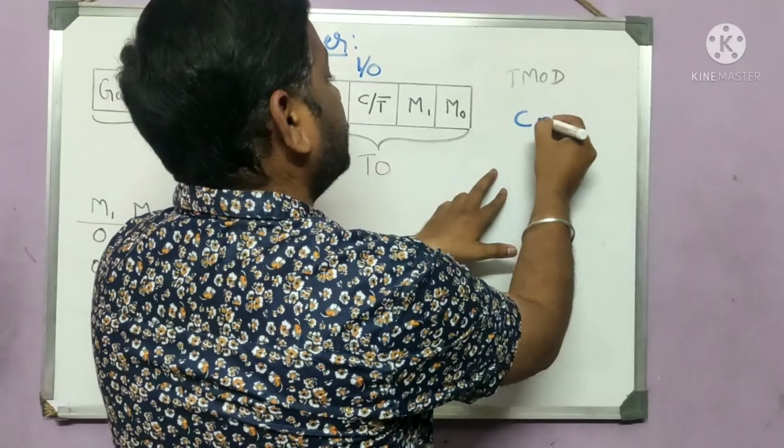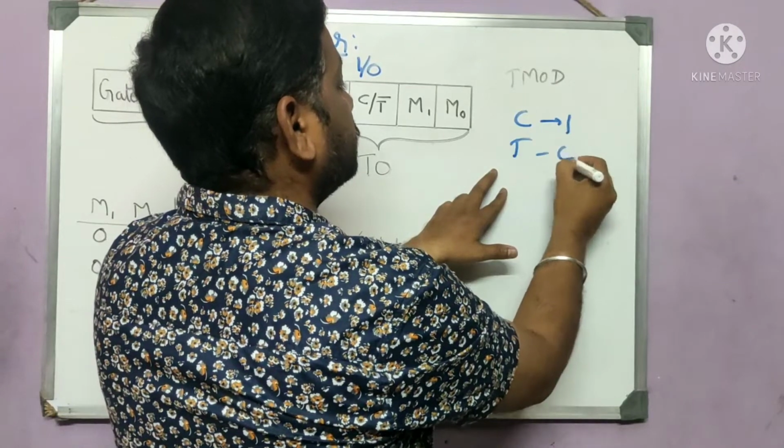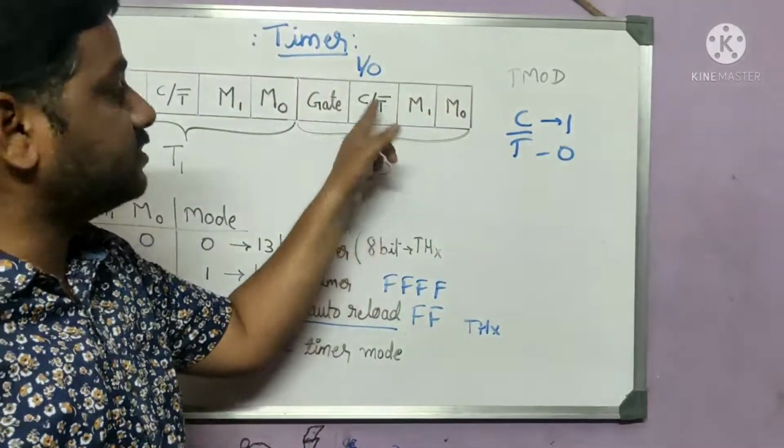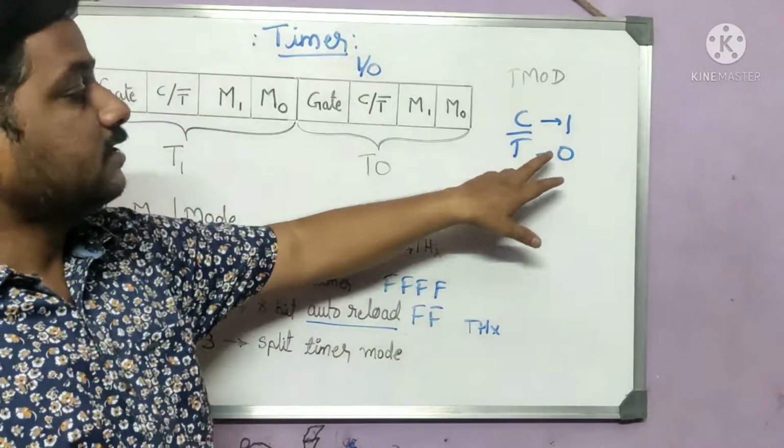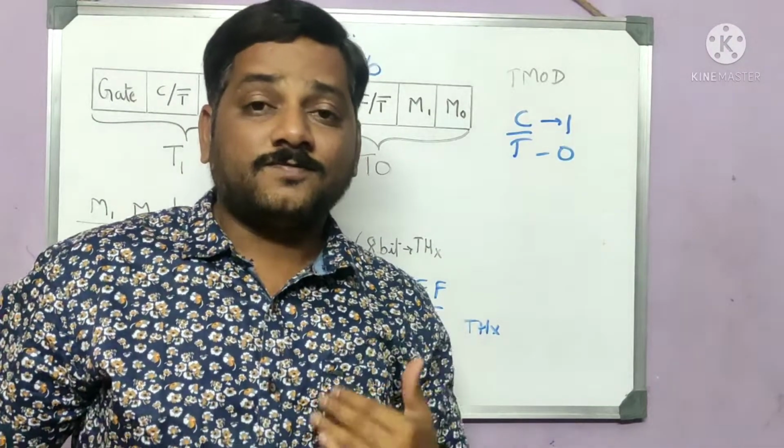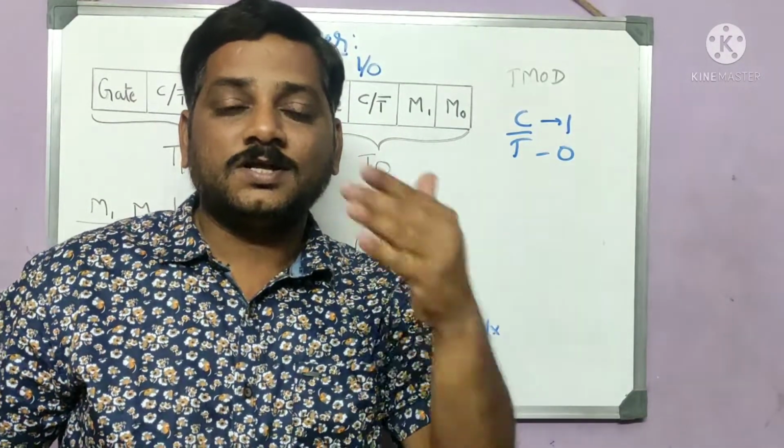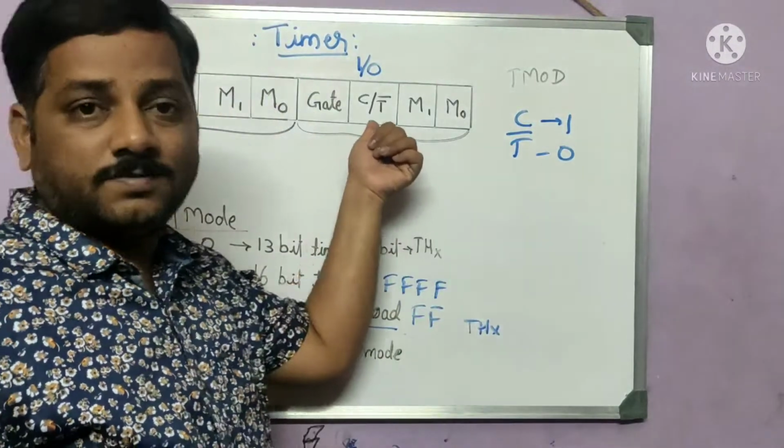So counter means it will be 1, timer means it is 0. That is why it is mentioned as T bar. It is the inversion of that, invert of it. Okay. So whether I am going to make use of a register as a timer or a counter, that decision can be made at this particular bit.